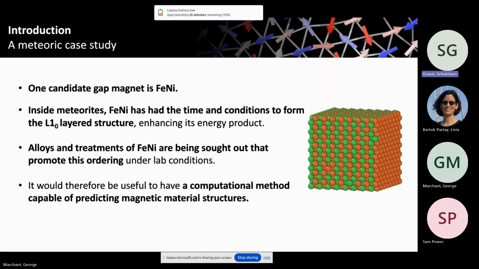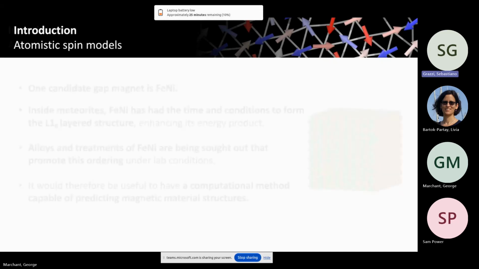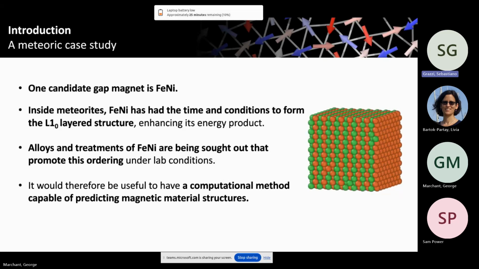And what that does is lower the symmetry of the system such that you enhance key properties of the magnet. And really, a lot of effort is being put into finding a way to reliably synthesize the tetrataenite. And so it'd be handy for computational methods to be able to predict the structures of magnetic materials.